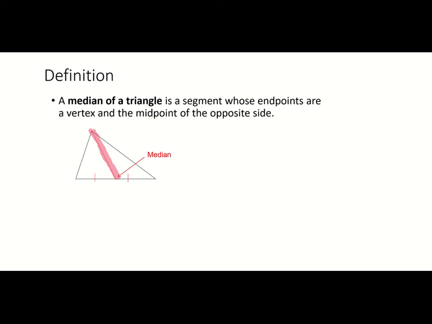So again, from this vertex, we'll have a segment that will go across and cut this side into 2 equal parts. And then from the third side, you'll have another segment or line or ray that will cut that side into 2 equal parts. So the key thing to identifying a median is it's going to come from one of the opposite angles, and it's going to divide the opposite side into equal parts.